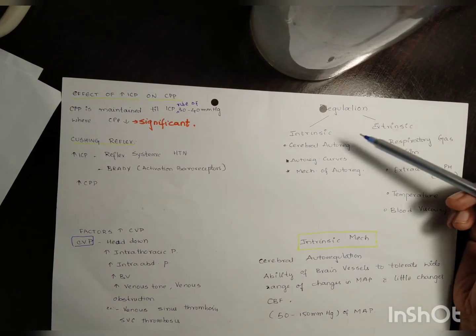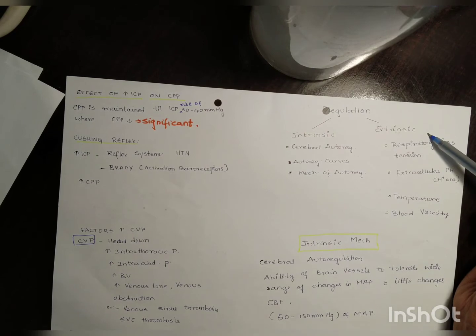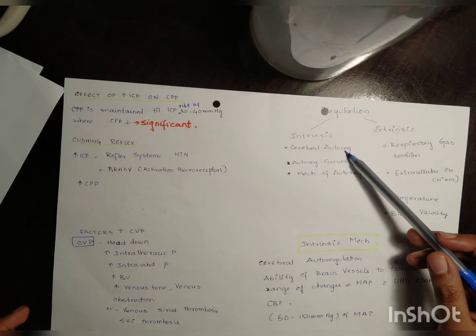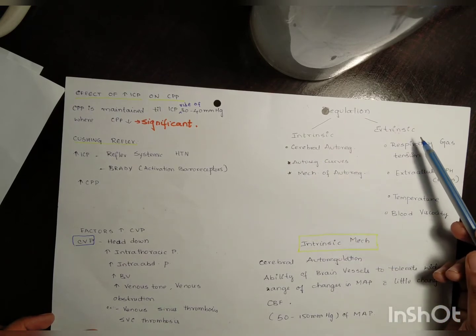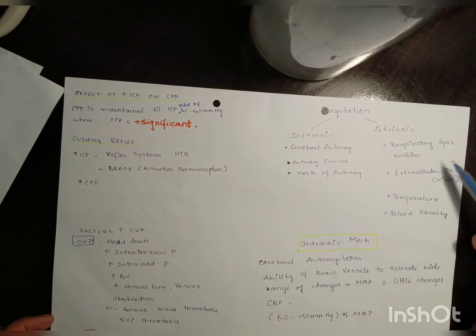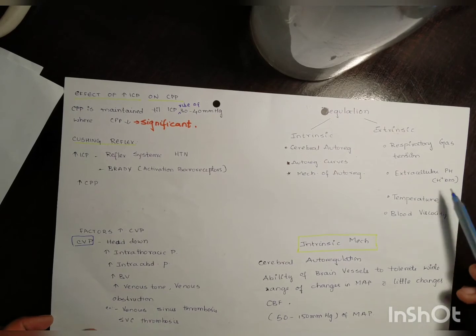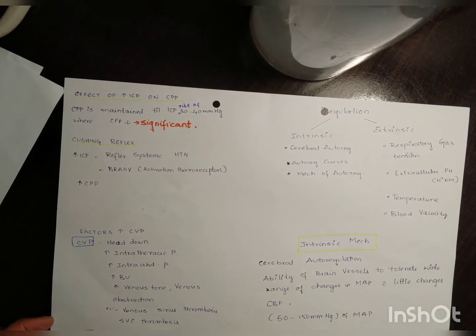So how does the brain regulate it? The brain has intrinsic and extrinsic mechanisms. In the intrinsic mechanism, we'll talk about the autoregulatory curves, and in the extrinsic mechanism, we have other factors such as the respiratory gases, then the pH, temperature, and the viscosity.